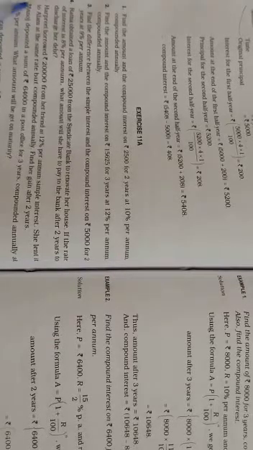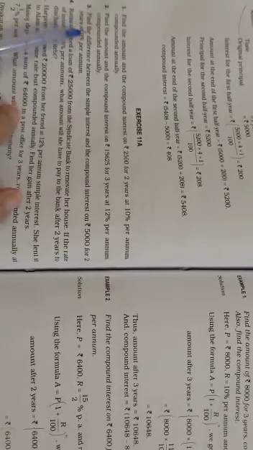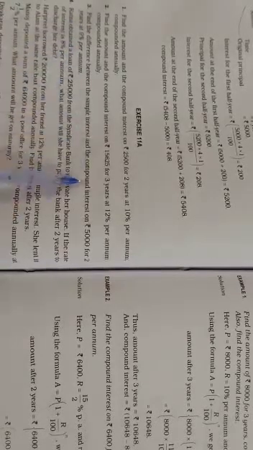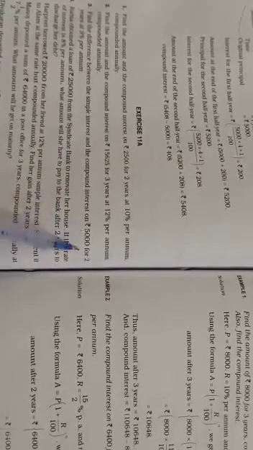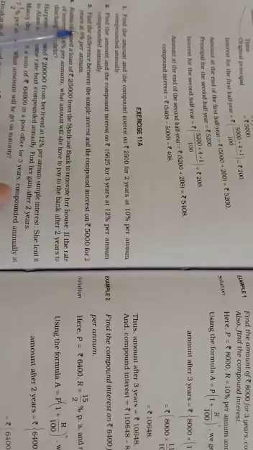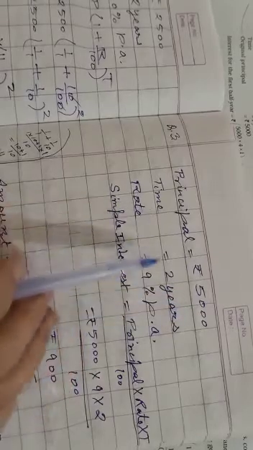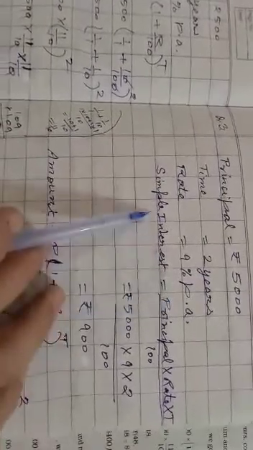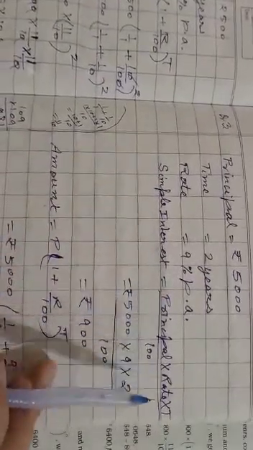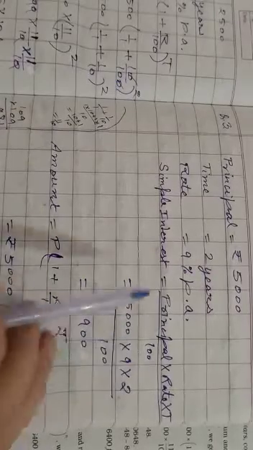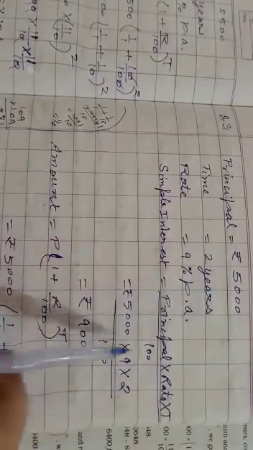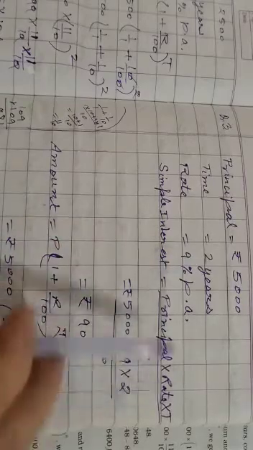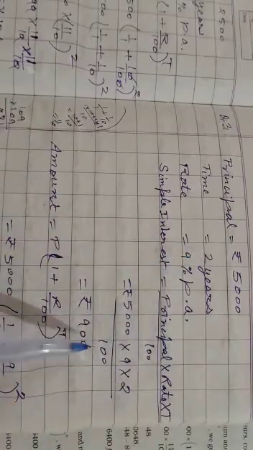Now we discuss question number 3. Find the difference between the simple interest and the compound interest on rupees 5000 for 2 years at 9% per annum. Principal equal to rupees 5000, time equal to 2 years, rate of interest equal to 9% per annum. Simple interest equal to principal multiply rate multiply time upon 100. Value of principal is rupees 5000 multiply value of rate is 9 multiply value of time is 2, upon 100.